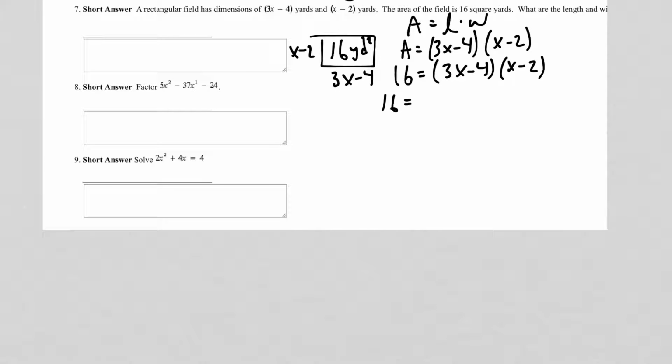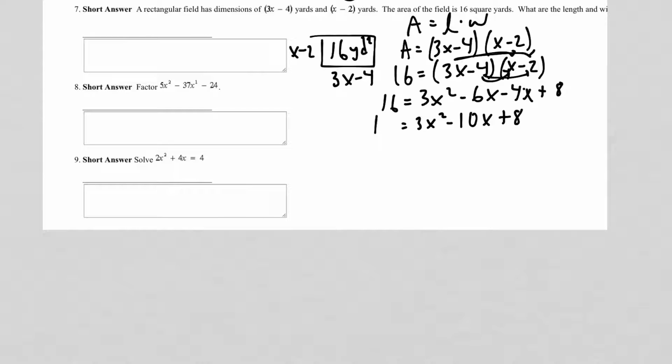So that's what I'm going to do first. 3x times x right there is 3x squared. 3x times negative 2, that's the next one, is negative 6x. Negative 4 times x is negative 4x. And negative 4 times negative 2 is positive 8. Combine like terms and I get 3x squared minus 10x plus 8 equals 16.